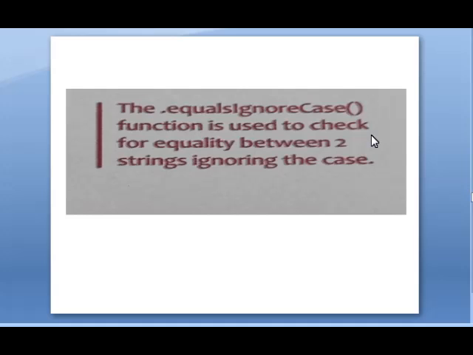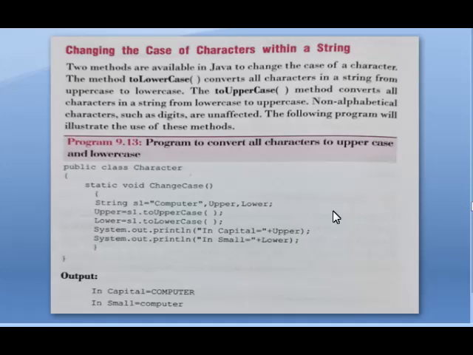The equalsIgnoreCase function is used to check for equality between two strings ignoring the case. Next, changing the case of characters within a string. Two methods are available in Java to change the case of a character. The toLowerCase() method converts all the characters in the string from uppercase to lowercase. The toUpperCase() method converts all the characters in a string from lowercase to uppercase. Non-alphabetical characters such as digits are unaffected. The following program will illustrate the use of these methods.